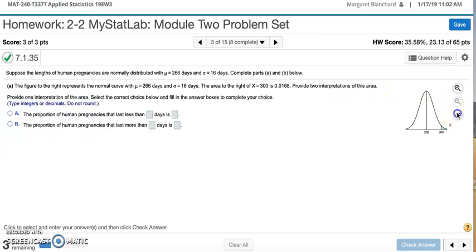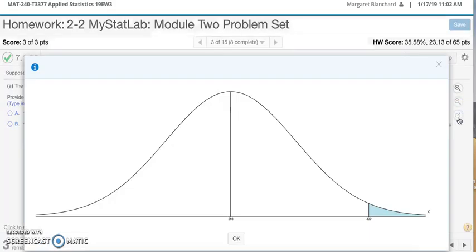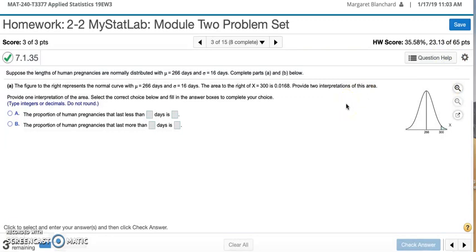So let's look at our graph. I'm going to make it a little bit bigger just to talk about it real quick. So this is our normal curve. Remember, this is not standard normal. Standard normal is centered at 0. This one is centered at 266. That's our x. Here, we're looking at this number 300 in this shaded area. That means the area under the curve to the right of 300 is equal to 0.0168, or not very likely. You see that because it's only a 1.68% chance of happening. That means it's not a likely outcome.